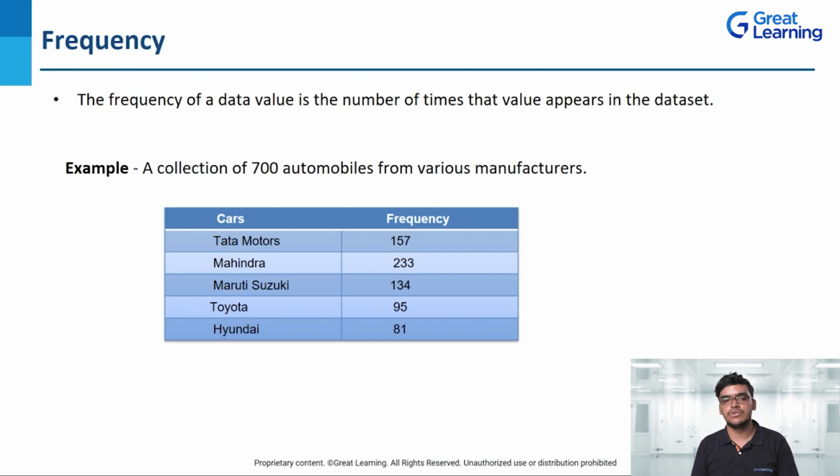Let's take another example. Here in this example, you can see that I have a collection of 700 automobiles from various manufacturers. The manufacturers are Tata Motors, Mahindra, Maruti Suzuki, Toyota, Hyundai. The total quantity is 700, out of which I have 157 quantity of Tata Motors. So this is nothing but a frequency. That is, 157 is the frequency for Tata Motors, 233 is the frequency for Mahindra. Similarly, 134 is for Maruti Suzuki, 95 for Toyota, and 81 is for Hyundai. So this is the basic idea about frequency.